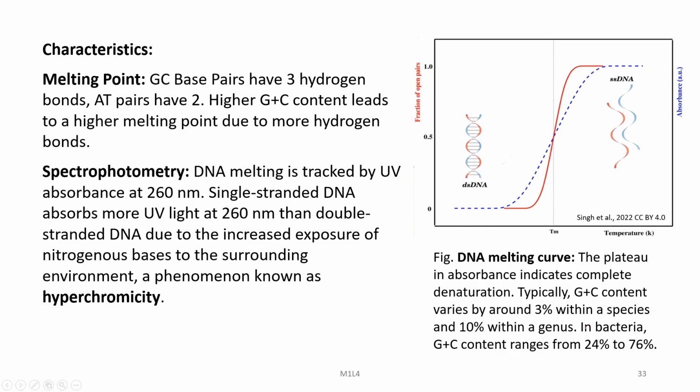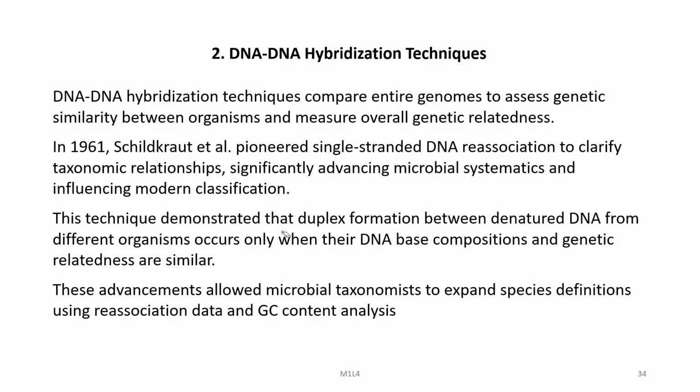Typically, GC content varies by around 3% within a species and 10% within a genus. In bacteria, G plus C content ranges from 24% to 76%. This graph will always be influenced by the G plus C content, as we have mentioned, due to the more number of hydrogen bonds. If the GC content is higher, the curve will shift towards the right.